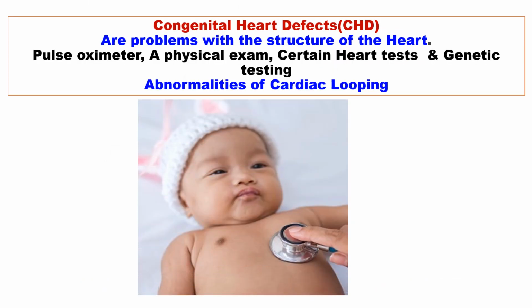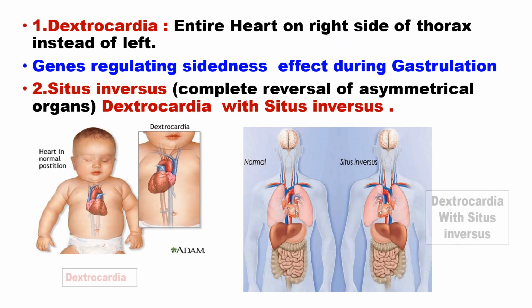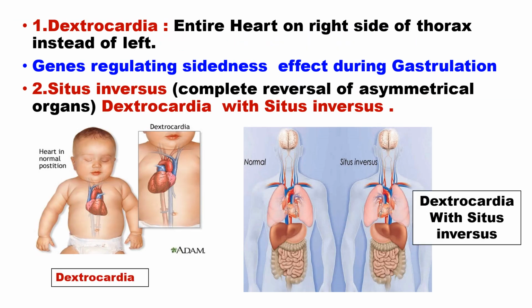Congenital heart defects are problems in the structure of the heart. They are usually investigated by pulse oximeter, physical examination, certain heart tests, and genetic testing. Abnormalities in the cardiac looping include dextrocardia and dextrocardia with situs inversus, with genes regulating the sidedness effect during gastrulation. In dextrocardia, the entire heart is on the right side instead of the left. Situs inversus is a complete reversal of asymmetrical organs. The heart is on the right side and other asymmetrical organs are reversed.